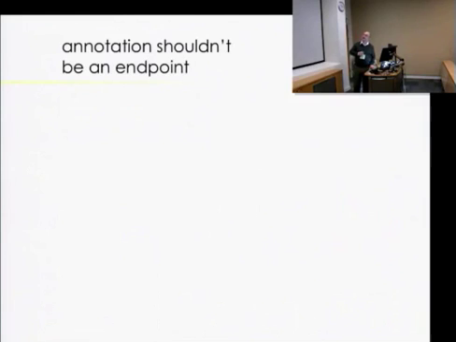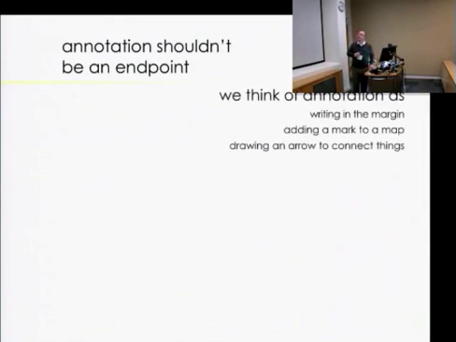So here's the summary. Don't let annotation be an endpoint. If we think of annotation as just writing in the margins, or adding a mark or drawing an arrow, we're working in the analog space and thinking in the analog space. It's something that's just an overlay. It's not data. We've come out of the data world, and we're back into a world where the things are all not accessible to the computational system. Why on earth would we do that?